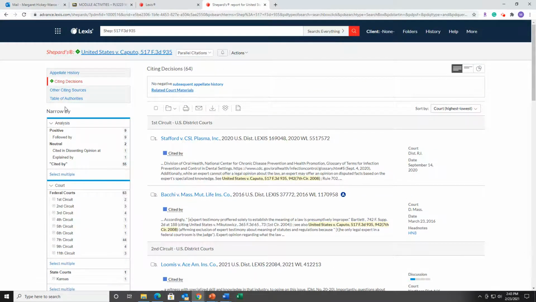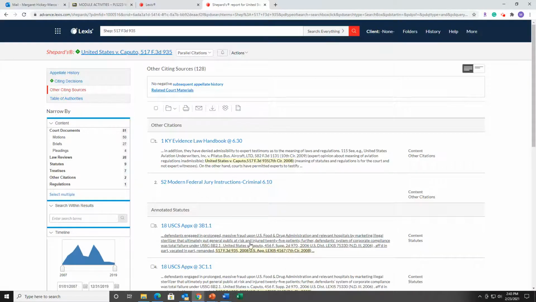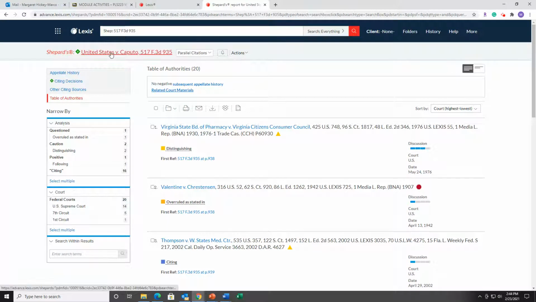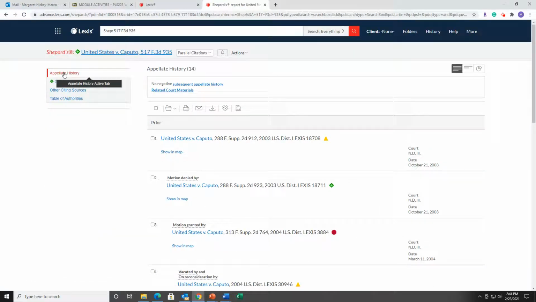Okay. Then I have other citing sources, which means it can be cited in a secondary source that is not a case. Those are all secondary sources. So usually you only use that if you're using Shepards to further your research. Then my table of authorities, these are all the cases that were cited in US versus Caputo here. Okay, and then appellate history. So appellate history is how US versus Caputo got here. So these are the lower court cases, right?